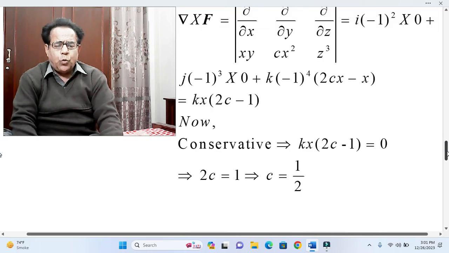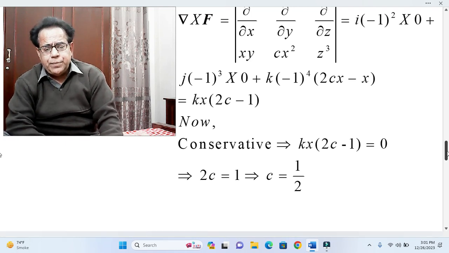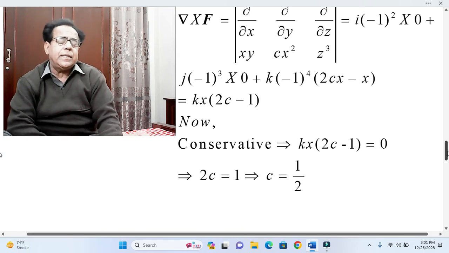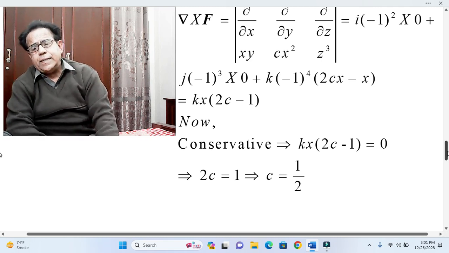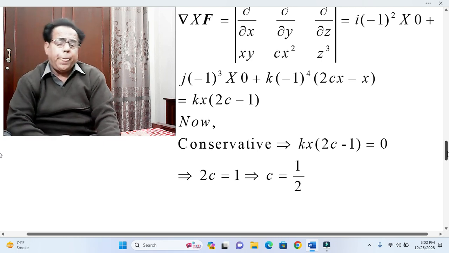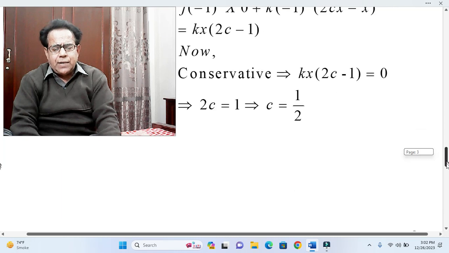Now, conservative implies that kx(2C minus 1) is equal to 0. As we have seen in many snapshots regarding the condition for a conservative field, the curl must be 0. So when this is equal to 0, 2C minus 1 equals 0. This implies that 2C equals 1, or C equals 1 by 2. So one value of C has been found. Part A has been solved.